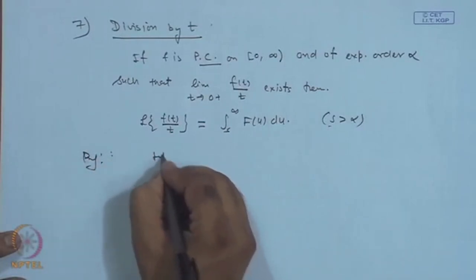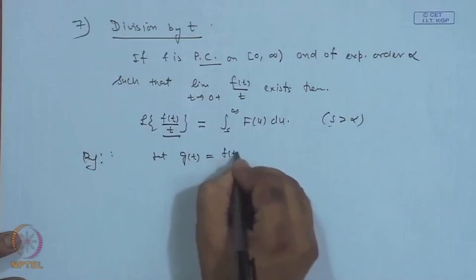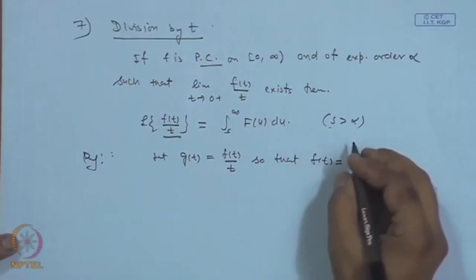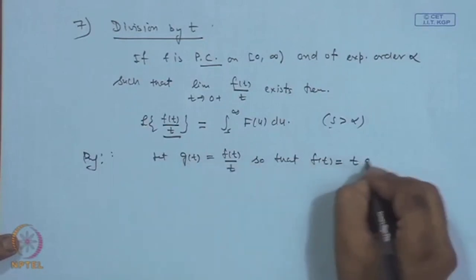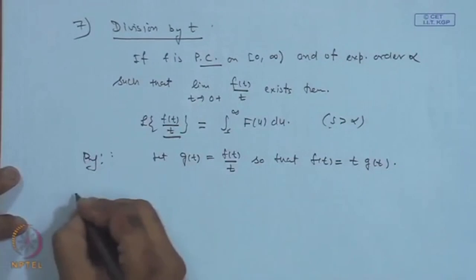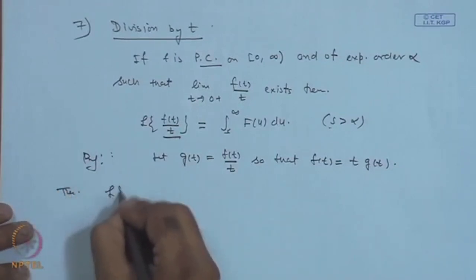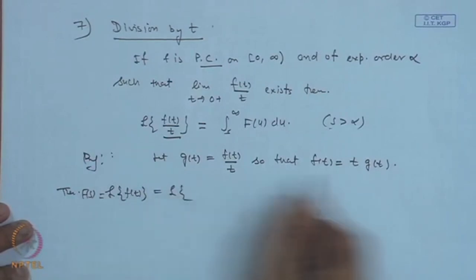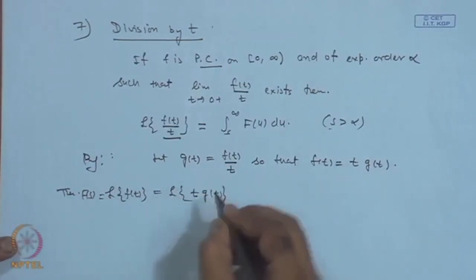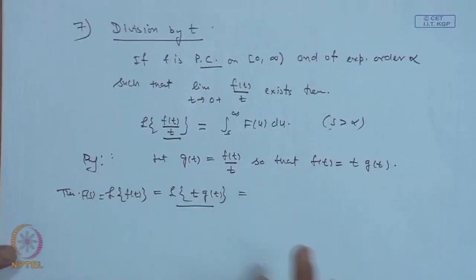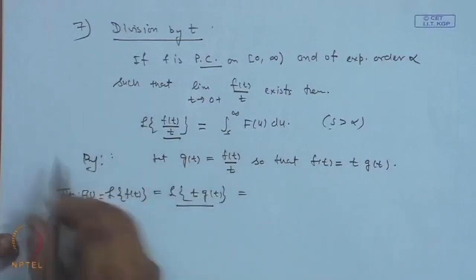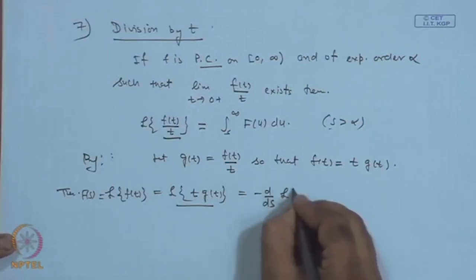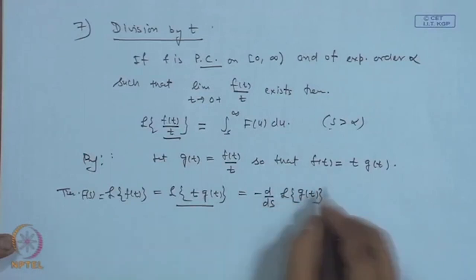So, for the proof we let g(t) be this function f(t) over t, so that we have f(t) is t g(t). Then we take the Laplace of f(t), that is F(s), which is the Laplace of t g(t), and we apply the result we got as the last property with t g(t). So, we have minus d over ds, the derivative of the Laplace transform of g(t), and this is what we want to get.